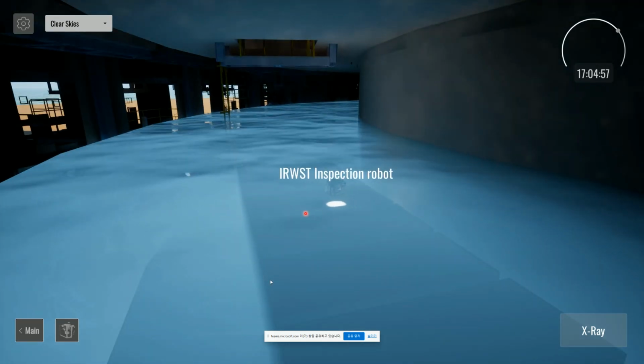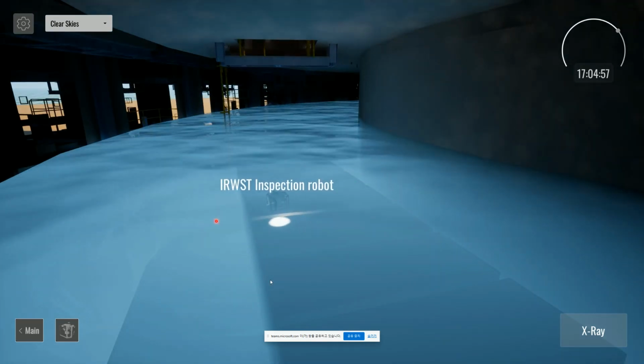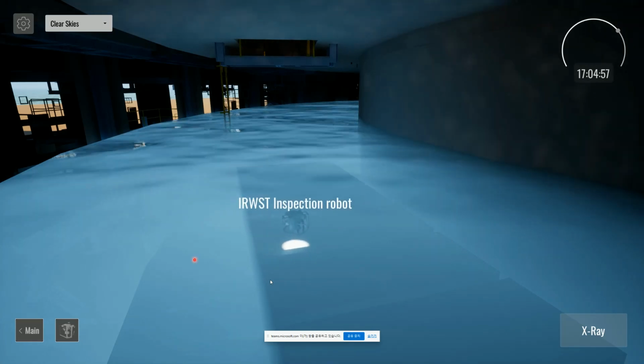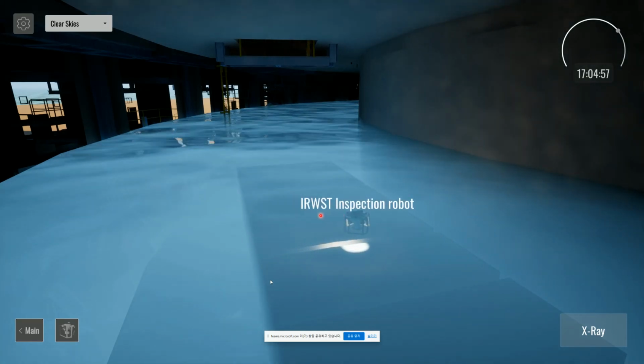This is a water drone, which is used for the inspection of the filters in the internal refueling water storage tank.